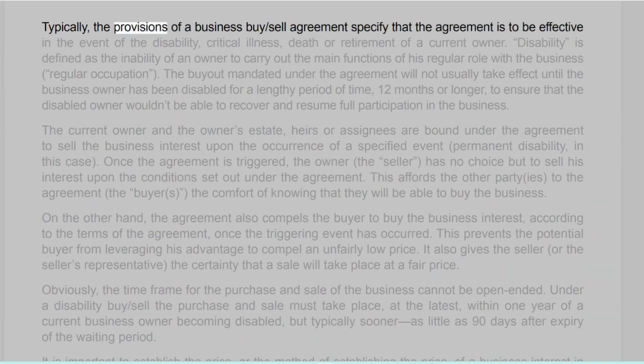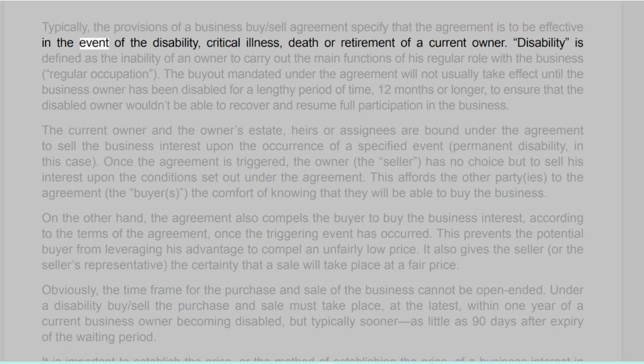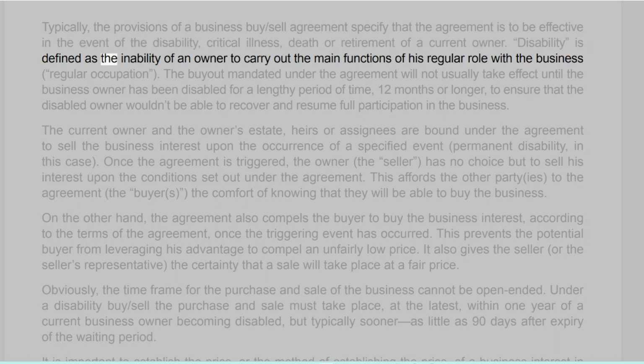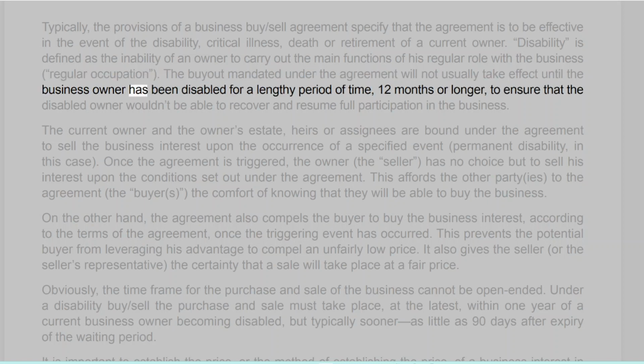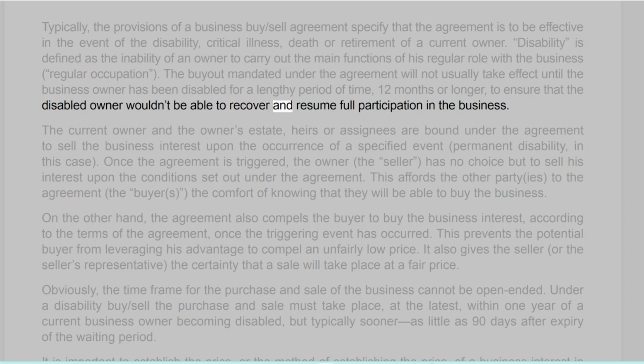Typically, the provisions of a business buy-sell agreement specify that the agreement is to be effective in the event of the disability, critical illness, death or retirement of a current owner. Disability is defined as the inability of an owner to carry out the main functions of his regular role with the business, regular occupation. The buyout mandated under the agreement will not usually take effect until the business owner has been disabled for a lengthy period of time, 12 months or longer, to ensure that the disabled owner wouldn't be able to recover and resume full participation in the business.